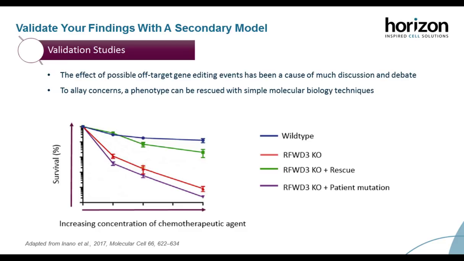And what was validating this researcher's finding within the secondary model was that when you overexpress RFWD3 with these patient mutations, you do not get the survival anymore. So you do get cell death when applying this chemotherapeutic reagent.